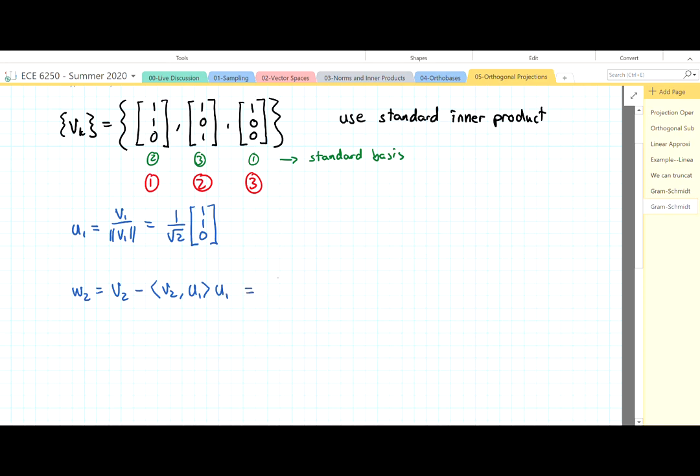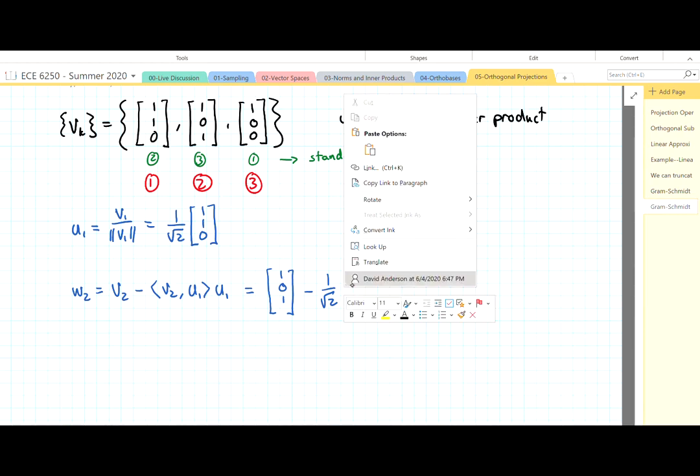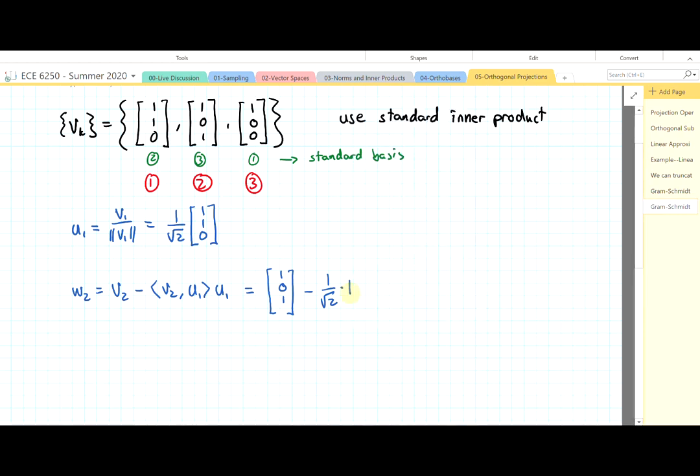So this first part is easy. There, I wrote down V2. Now, V2 with U1, we're going to have this 1 over the square root of 2 come out there, and we transpose and multiply. And so that part's going to be easy. That's times 1. Now that's times the vector U1, which is going to be 1 over the square root of 2, 110.